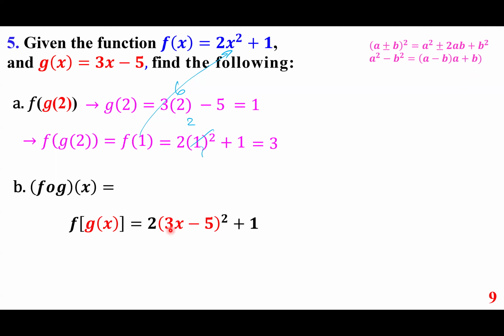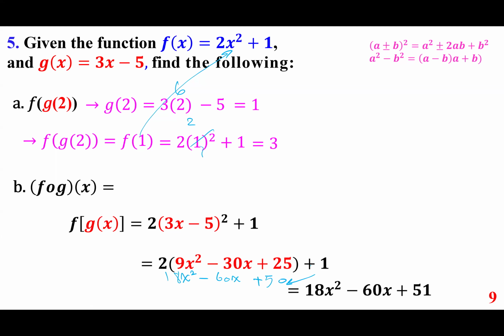this means square this. So 2 times, square this, you get 9x squared. Then the product of these two, according to this, it's a minus b, a squared minus 2ab. So the product of these two and then 2 in essence, so minus 2 times 3x times 5 becomes minus 30x. Then square this one, you get 25. So distribute number 2 and we get 18x squared minus 60x plus 50. And we're going to add the 1. And here's the final answer.